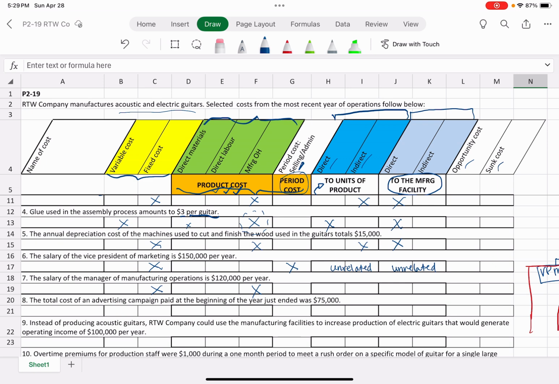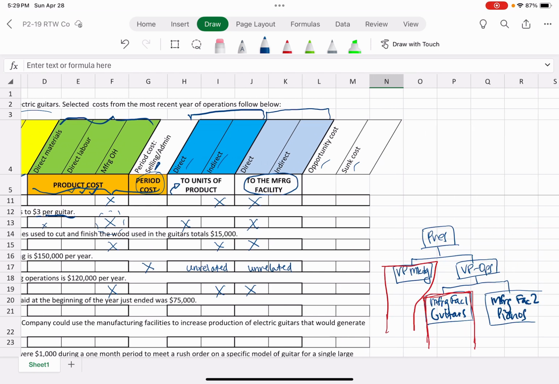Okay, is it a direct or indirect cost of the units of product? Well, it's indirect, again, because we can't tie it to individual guitars. But to the manufacturing facility, yeah, that's a direct cost of the manufacturing facility. If we go back over here, we have the manager salary under here, under the manufacturing facility. So that's a direct cost there.